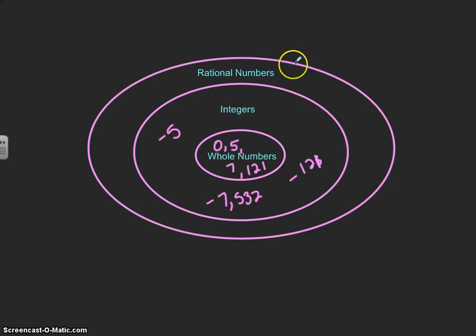Now, when we look at rational numbers, we're looking at numbers like 3/5, 4/7, 2/3. Anything that can be written as a fraction is a rational number. Also, if we think about it, a whole number like 5 can be written as a fraction, 5/1. So any whole number, anything in this little circle here is an integer, and it's also a rational number because it can be written as a fraction. Okay, any integer is also a rational number. It can be written as a fraction.